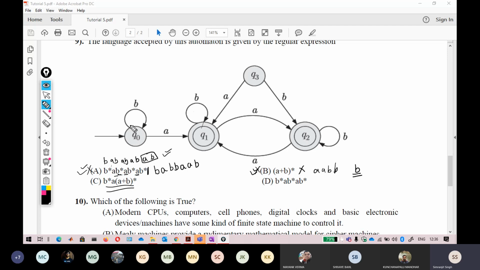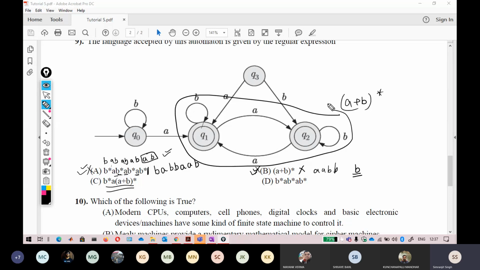Why? How do you get there? B star followed by this loop. If you clearly take a look at this loop, it is actually A plus B star. Why? Because any number of A's can come, A can be followed by any number of B's, and again a single A followed by any number of B's can also come. After B, A can also come. The correct solution is this one.